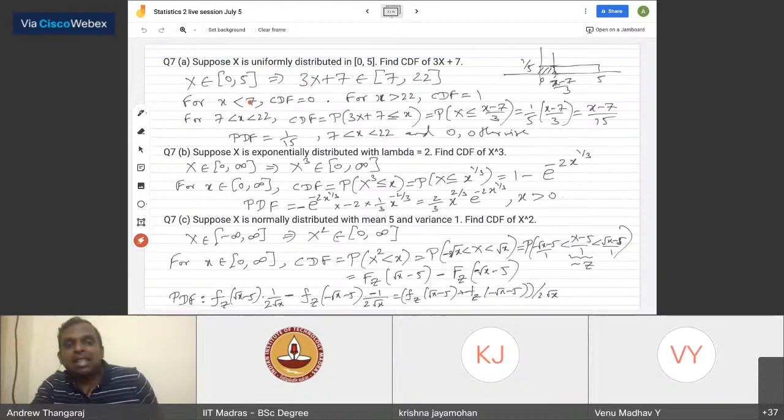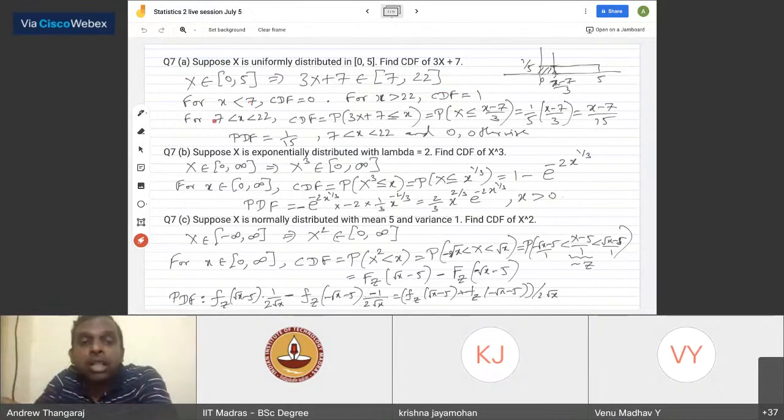Now, if the value is less than 7, the CDF is going to be 0. Why? The probability that 3x plus 7 is less than 7 is going to be 0. And if it's greater than 22, the probability that 3x plus 7 is less than 22 or something is 1. So the CDF goes from 0 to 1 as 3x plus 7 goes from 7 to 22. This is something to keep in mind.